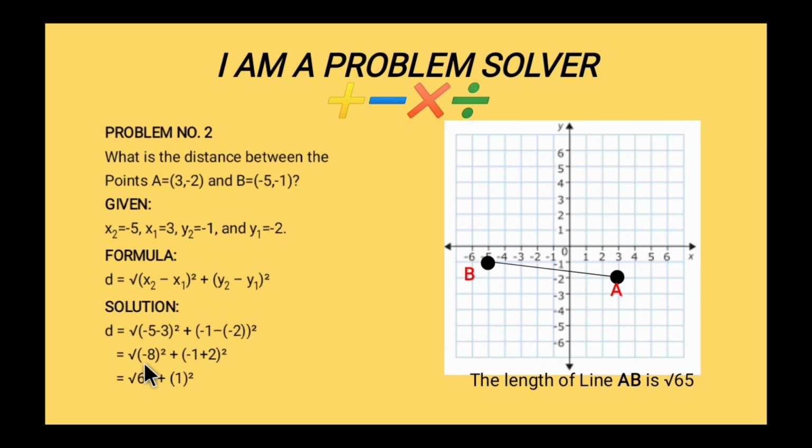So, we have negative 8 times negative 8 is equal to 64. Plus, negative 1 plus 2 is equal to positive 1. So, 2 minus 1 is equal to 1. So, the square of 1 is 1. So, square root of 64 plus 1 is equal to the square root of 65, or 8.06. Kung i-convert natin siya as decimal based on the calculator, no? So the distance between point A and B is 8.06, or 8 and 6/100.